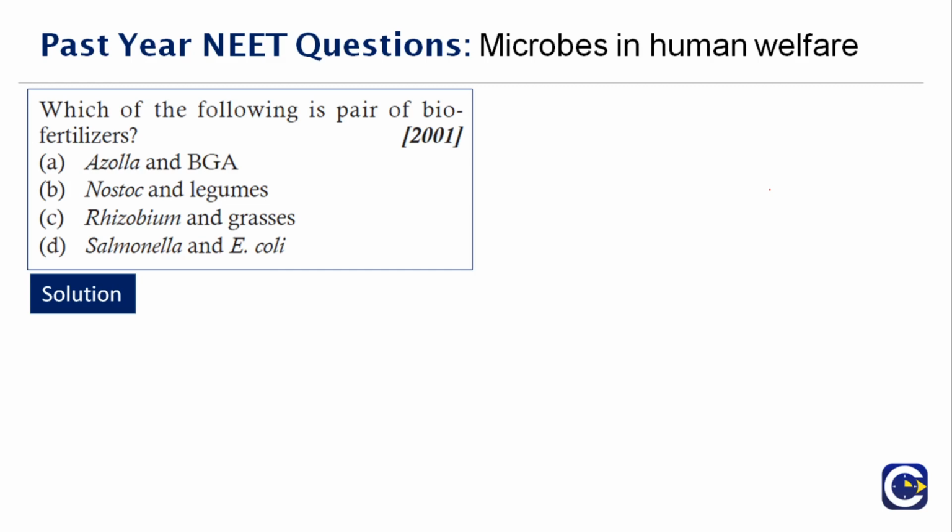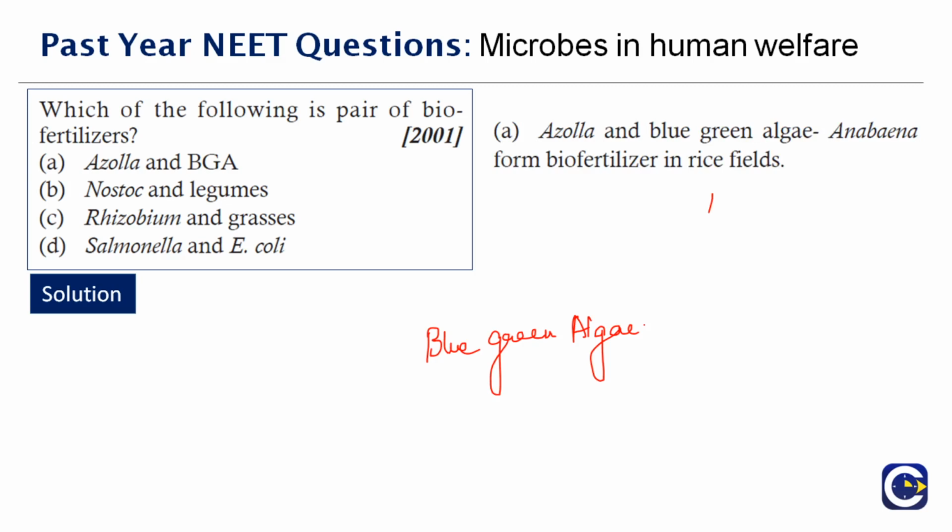So out of the four options given here, option A is the right answer, where Azolla and BGA stand for blue-green algae. These are used highly as biofertilizers. Under blue-green algae you have many species, Anabaena, Nostoc, all these are biofertilizers which are being used in the plant kingdom. Therefore the correct answer is option A. Azolla and blue-green algae form the biofertilizers in rice fields or other fields as well.